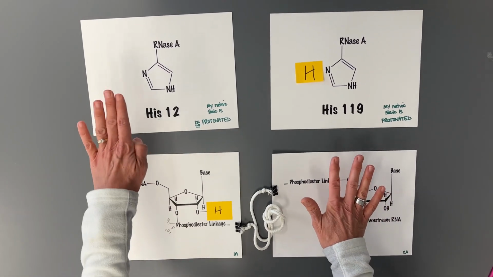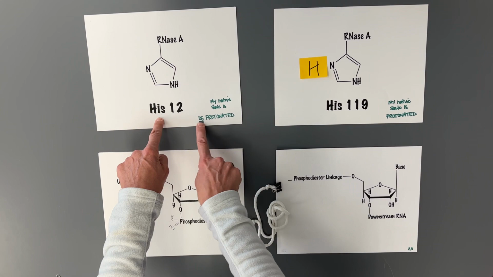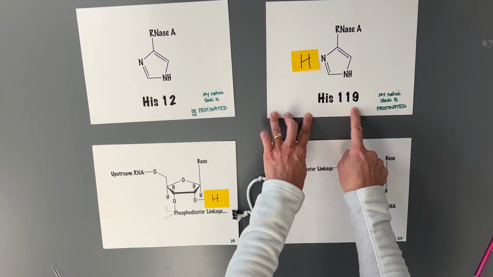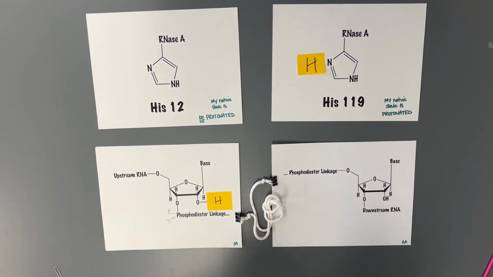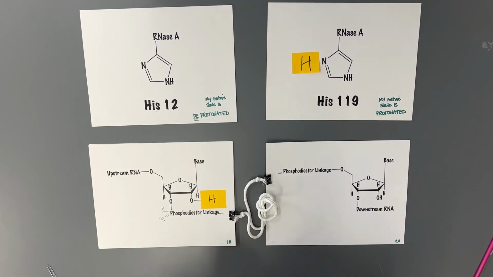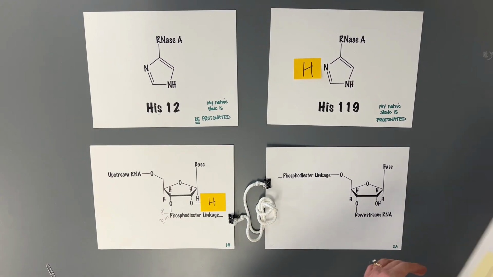In our enzyme active site, we have two important histidine residues. The native state for histidine 12 is deprotonated. The native state for histidine 119 is protonated. Histidine is one of those important amino acids that, because its pKa is near neutrality, has the ability to be both an acid and a base fairly easily. Okay, we also have water here.